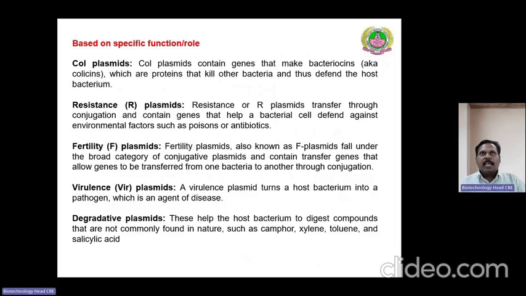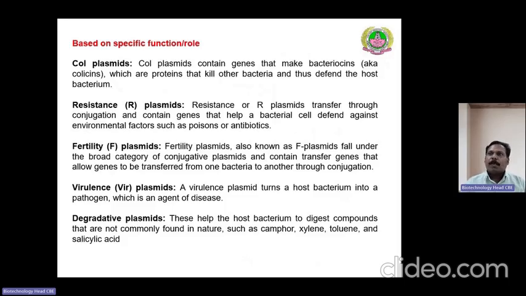In the case of col plasmids, they contain the bacteriocins, otherwise known as colicins. These are proteins that kill other bacteria and help defend the host bacteria from their enemies. So they are called col plasmids; col stands for colicin or bacteriocin. The second type with a functional role is the resistant plasmids, also called R plasmids, which transfer through conjugation and contain genes that help a bacterial cell defend against environmental factors, xenobiotics, poisons, and toxins present in the environment.